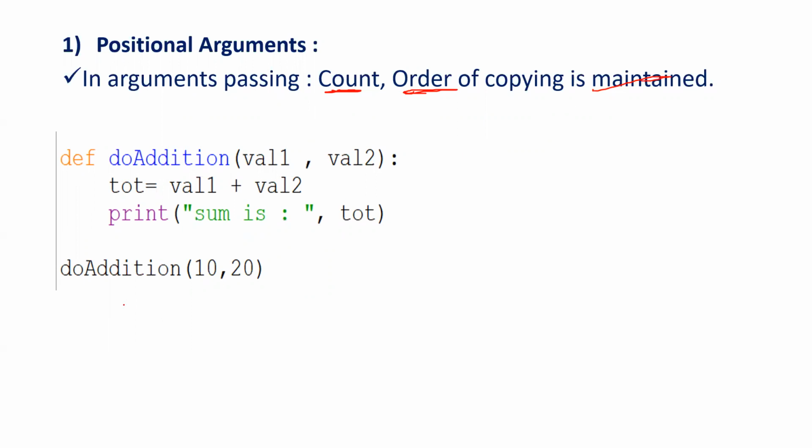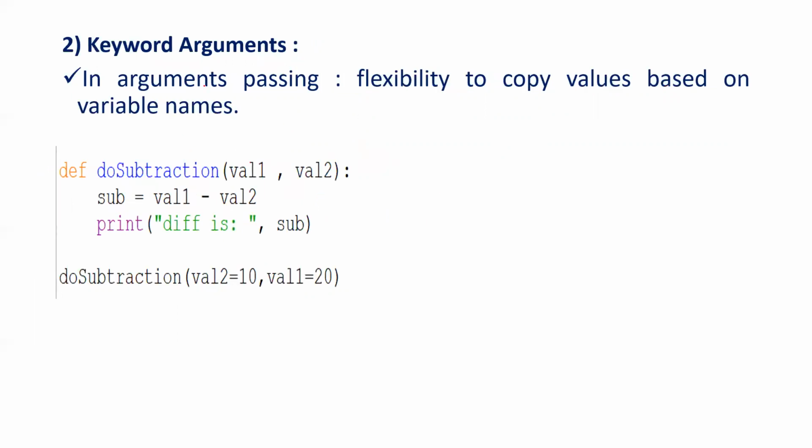See the example. Here this is the function calling and this is the function definition. Now, while calling the function, I am passing two values. Here also in the function definition, I should accept two values only, and in the order these values will be copied. The 10 will be copied here and the 20 will be copied here. This is nothing but positional arguments. Now total equal to value 1 plus value 2, which is nothing but 10 plus 20, and the result will be 30.